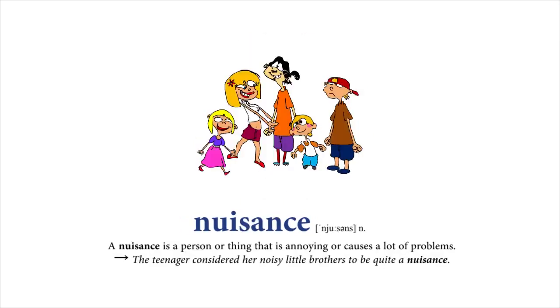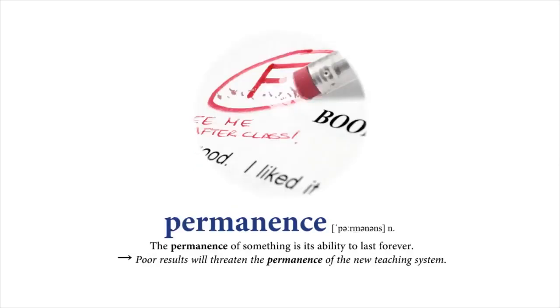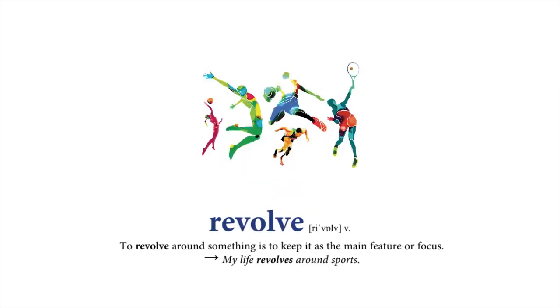Nuisance. A nuisance is a person or thing that is annoying or causes a lot of problems. The teenager considered her nosy little brothers to be quite a nuisance. Permanence. The permanence of something is its ability to last forever. Poor results will threaten the permanence of the new teaching system. Revolve. To revolve around something is to keep it as the main feature or focus. My life revolves around sports.